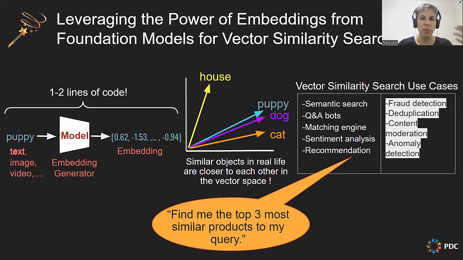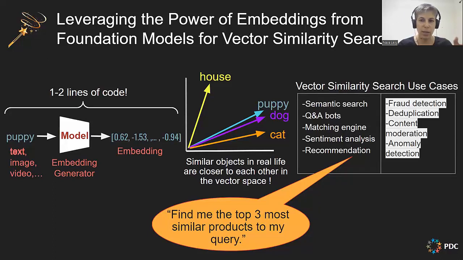Semantic search, Q&A bots, matching engine, sentiment analysis, recommendation. So it could be product recommendations in a catalog based on text, and it could be recommendations based on image. Is it a shirt similar to the shirt that I just uploaded? And from the catalog, it will offer me, let's say, the top three shirts that are most similar to the one that I am looking for.